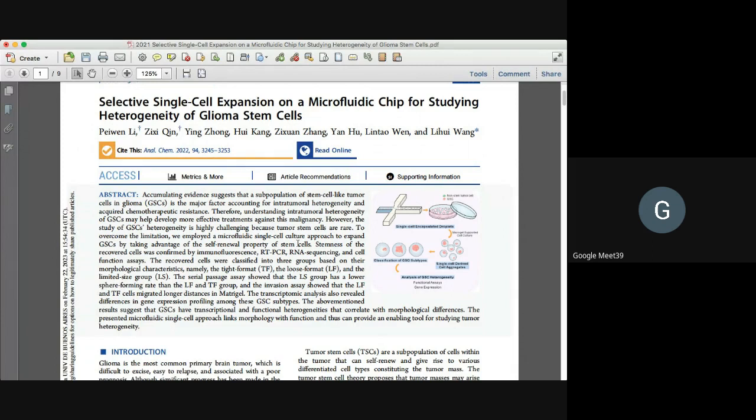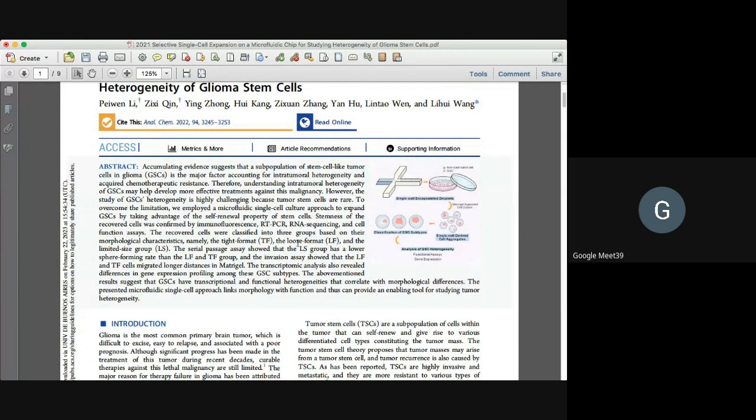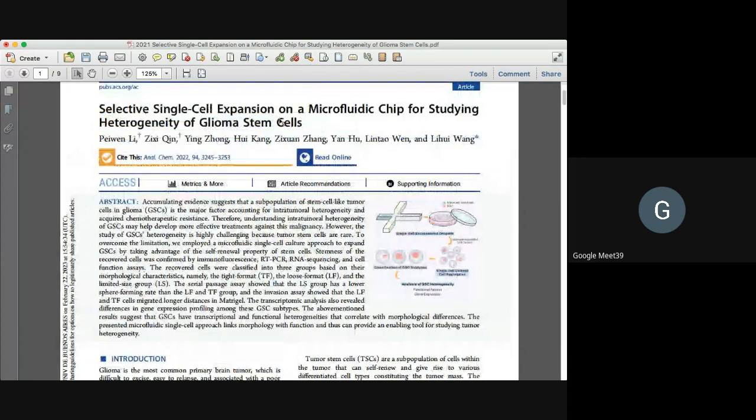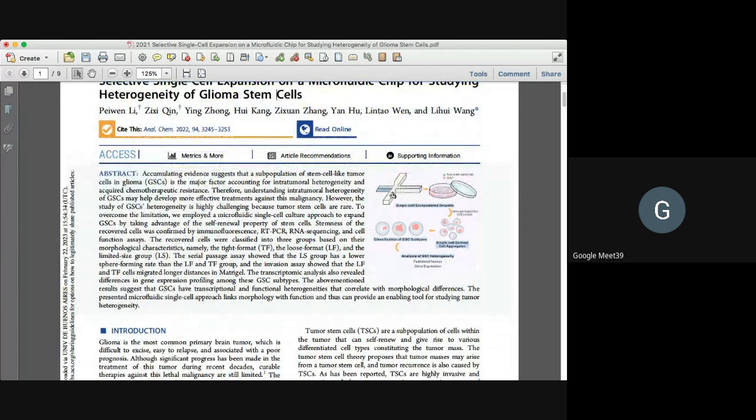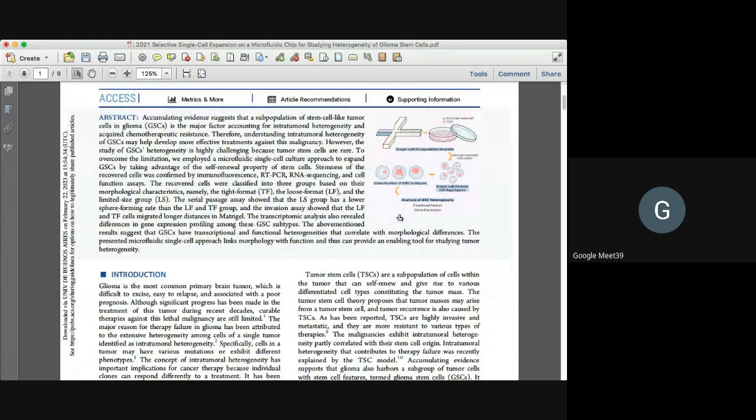So the idea is to encapsulate cells, in this case, glioma cells, and here you see the focus architecture to develop the micro droplets. So the idea is to encapsulate just one cell, and it will divide, and we will have these spheres formed originally just from one cell.